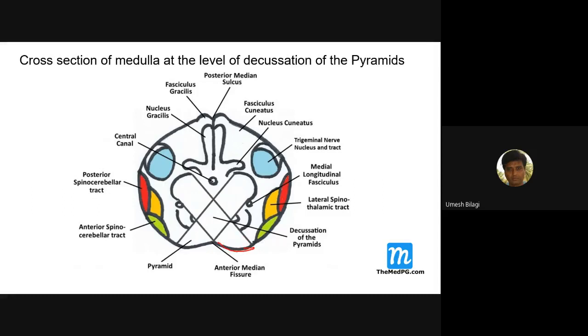Anteriorly, you are seeing the pyramids here, and they are going to the opposite side. That is the corticospinal tract. These are all descending fibers. They come from the cortex, internal capsule, then go to the midbrain, pons, and come here. So here in the pyramids they cross to the opposite side, the corticospinal tract. And here you can see the lateral spinothalamic tract, the far lateral. Lateral spinothalamic tract, and posterior spinocerebellar tracts also come here.